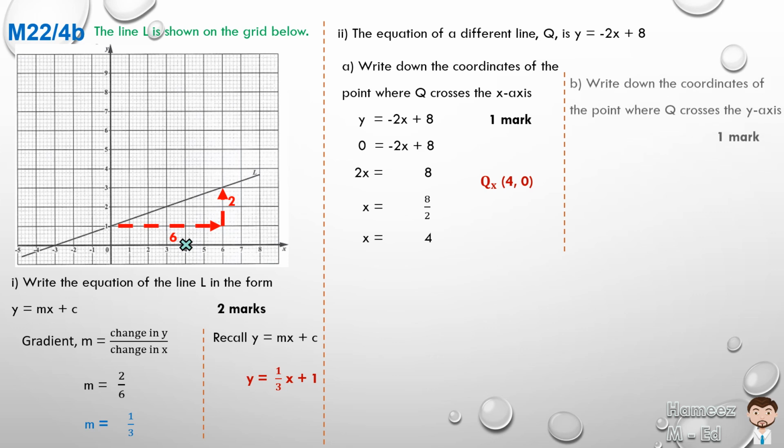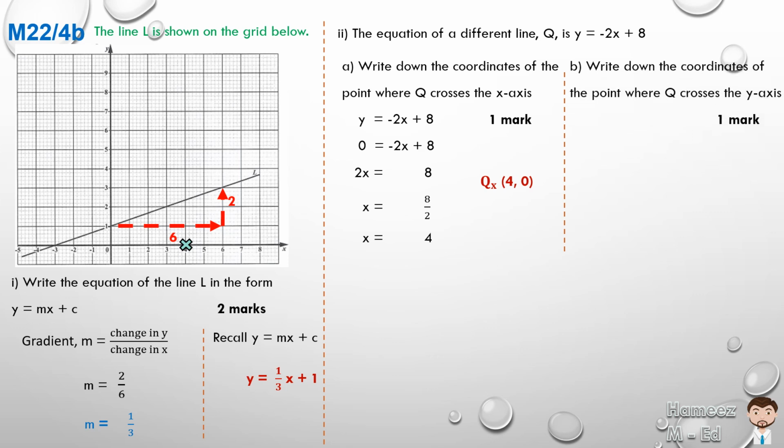Part B, write down the coordinates of the point where Q crosses the y-axis. So let's write the formula again. y is equal to minus 2x plus 8. And when it cuts the y-axis, what do we know? We know the x value is 0. So let's substitute that. y is equal to minus 2 times 0 plus 8, which means that y is equal to 8. So let's bring up that point on the graph. So we now have Q crossing the y-axis at 0, 8.